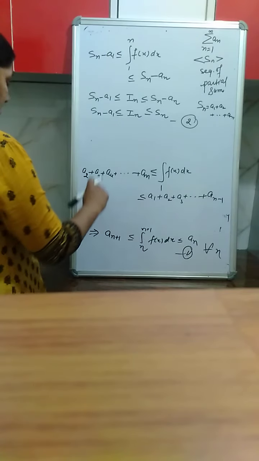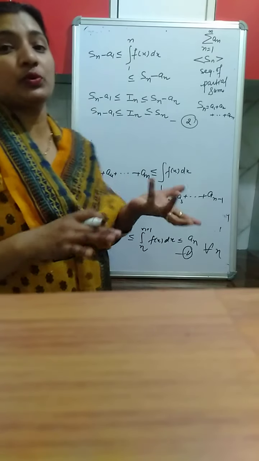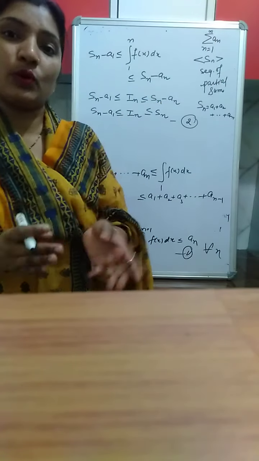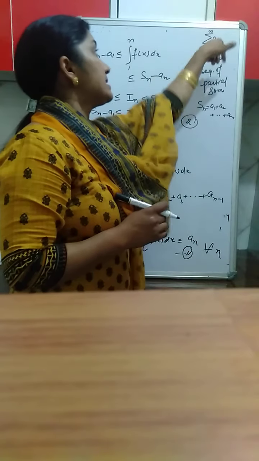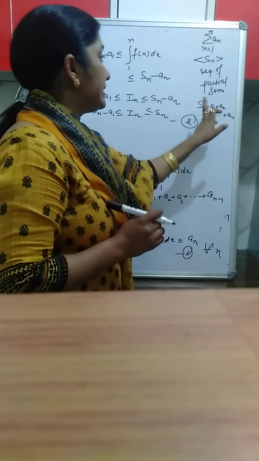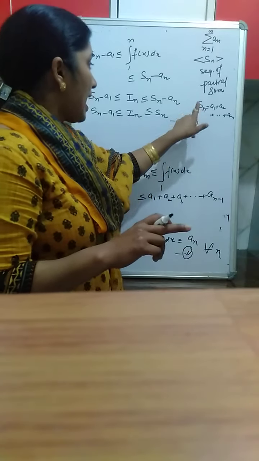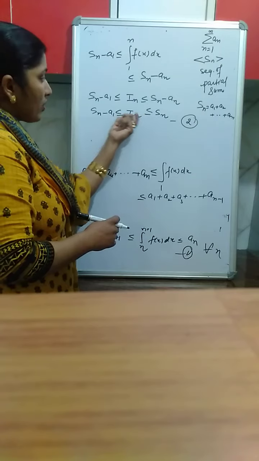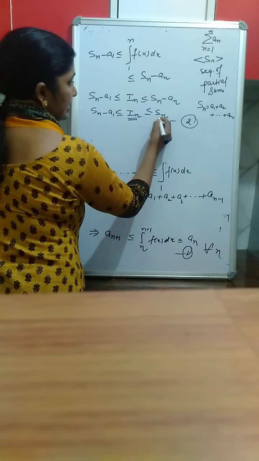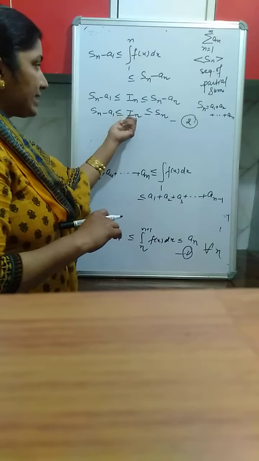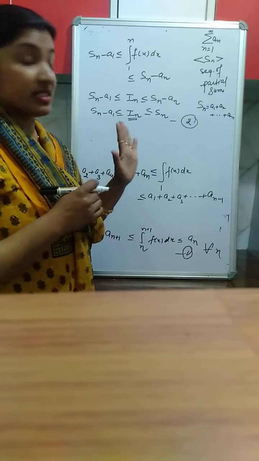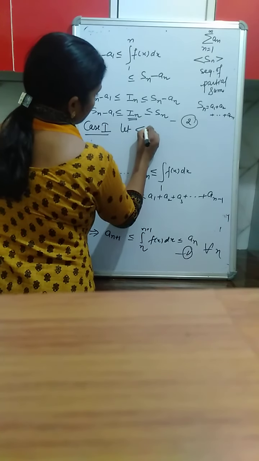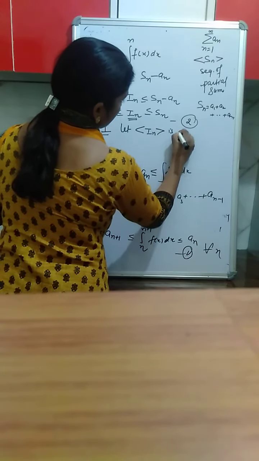Now we want to prove that this sequence In and this series summation an both converge or diverge together, and we know that this series is convergent if and only if the sequence of partial sums is convergent. So if we show that In is convergent, then Sn is convergent, and if In is divergent, that implies Sn is divergent. So first, case 1, let In be convergent.